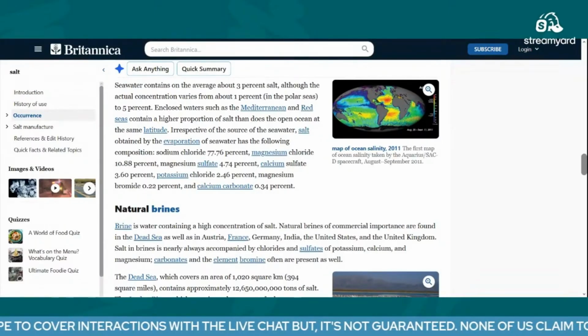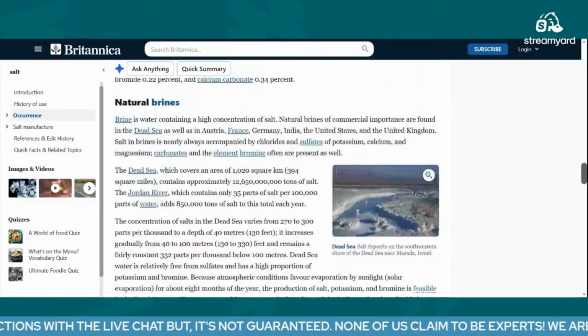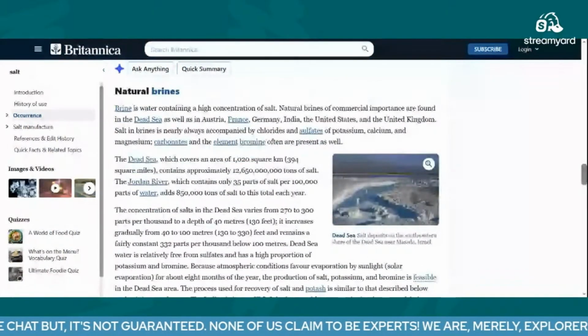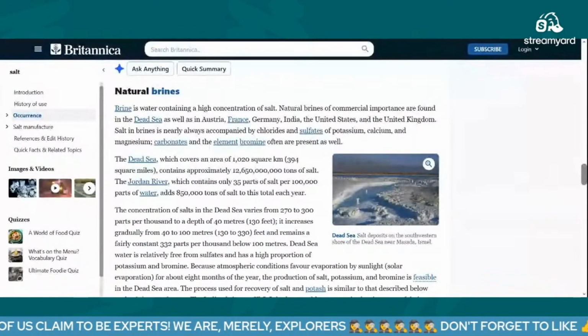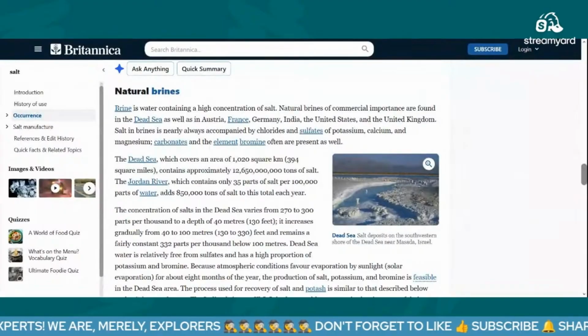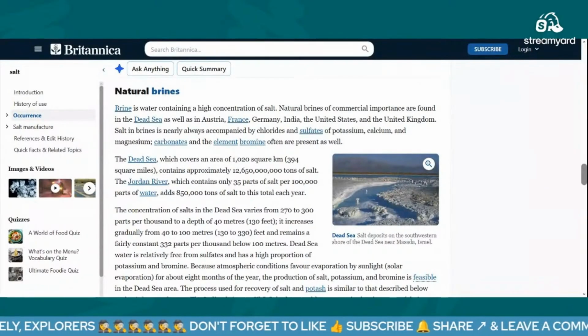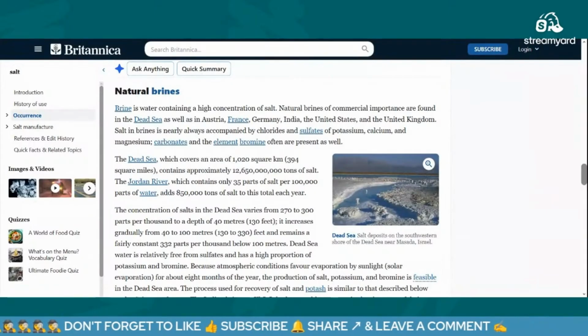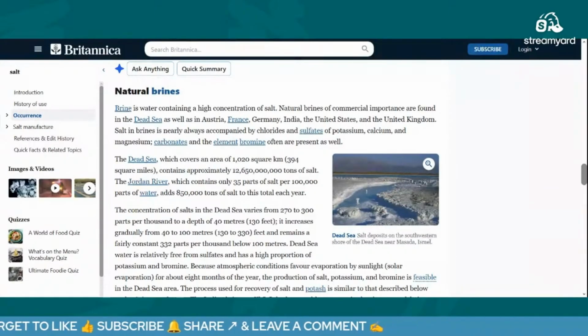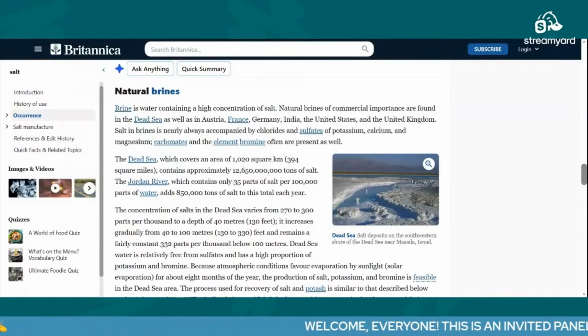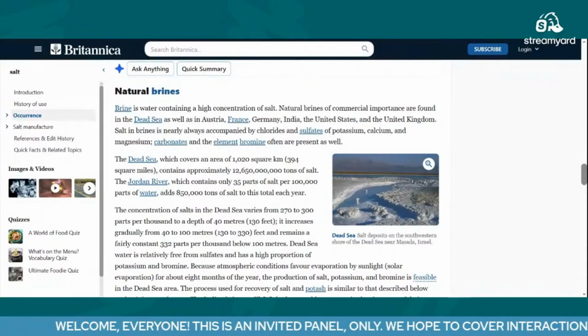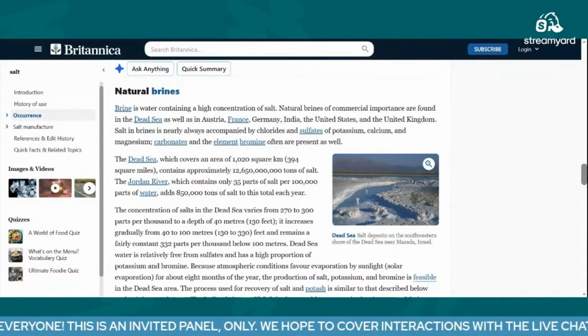Natural brines. Brine is water containing a high concentration of salt. Natural brines of commercial importance are found in the Dead Sea, as well as in Austria, France, Germany, India, the United States, and the United Kingdom. Salt in brines is nearly always accompanied by chlorides and sulfates of potassium, calcium, and magnesium. Carbonates and the element bromine are often present as well.